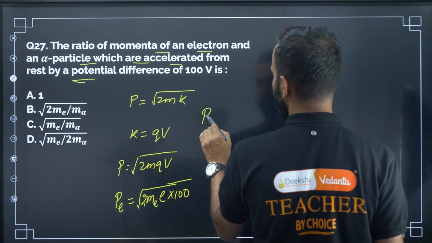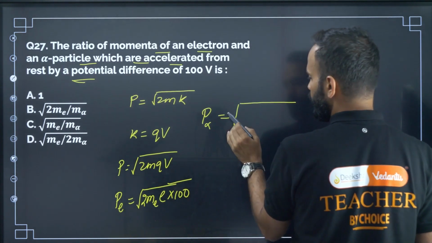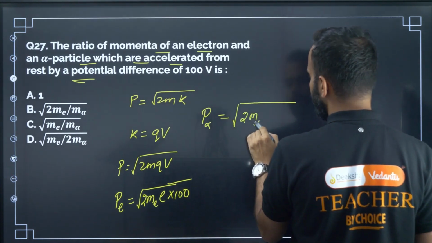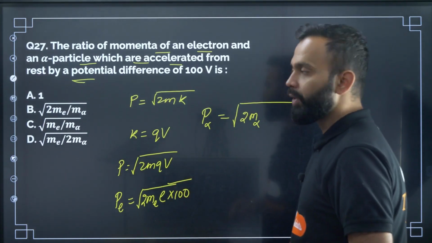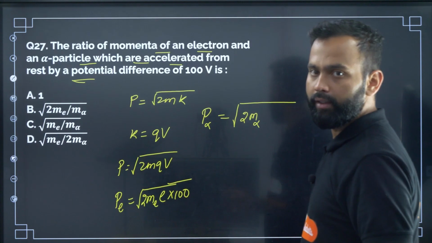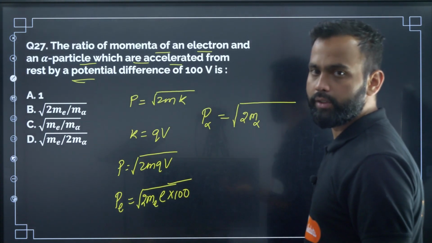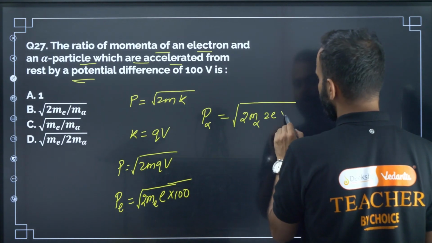For the alpha particle, it is equal to root of 2 m alpha into, what is the charge of the alpha particle? It is 2 times the charge of the proton. The charge of the proton and the charge of the electron are equal in magnitude. So 2 times that, 2e into 100.